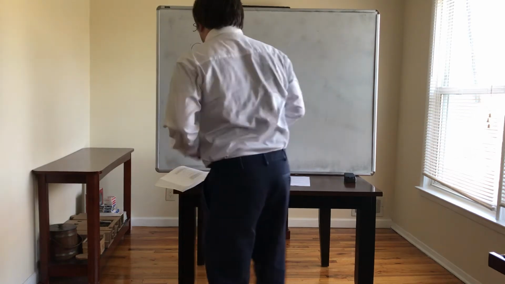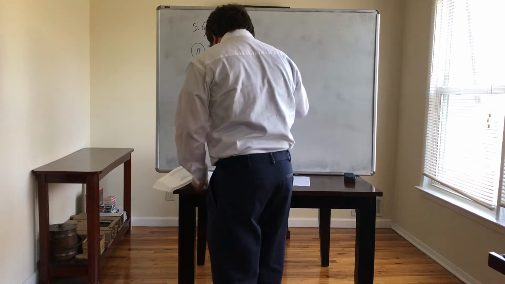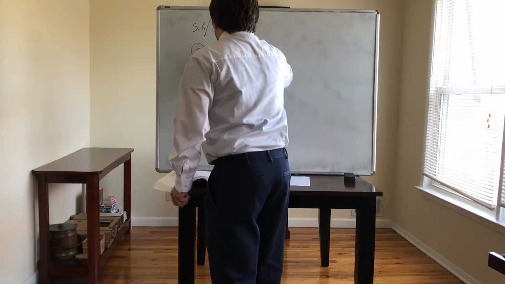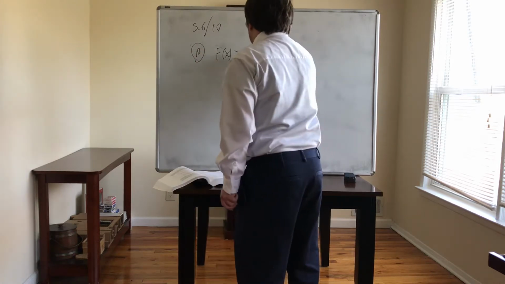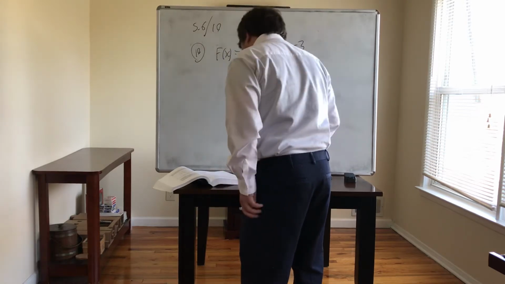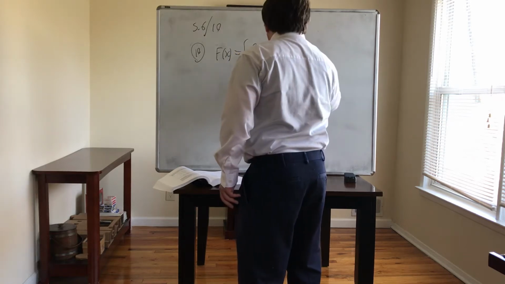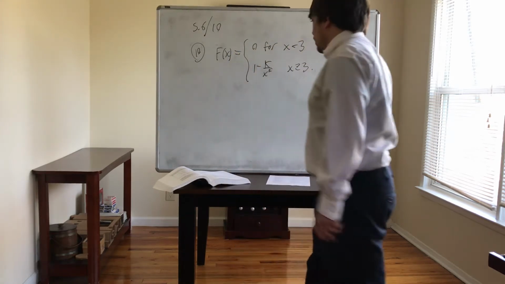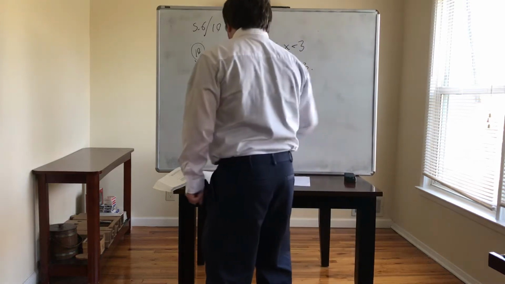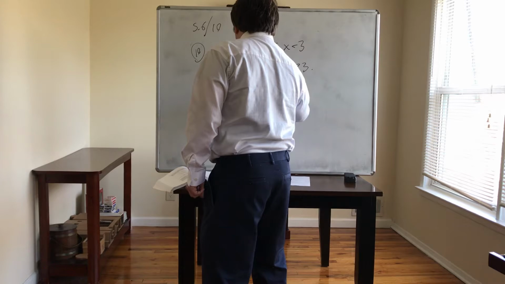So for number 10 in 5.6, we have the cumulative distribution function of a continuous random variable x. It's capital F of x, and it's equal to 0 for x less than 3. And it's 1 minus k over x squared for x greater than or equal to 3. Okay, that's our cumulative distribution function. And so part A is find k. Find the value of k.